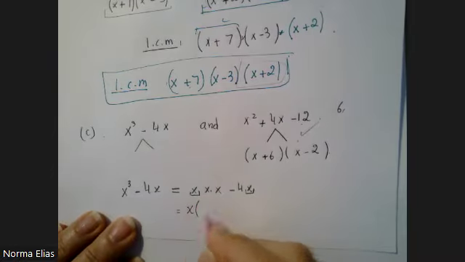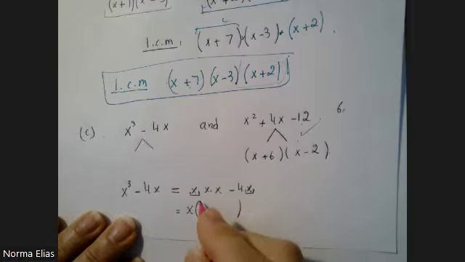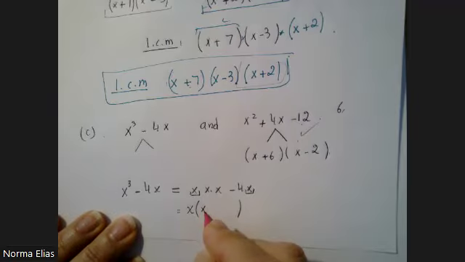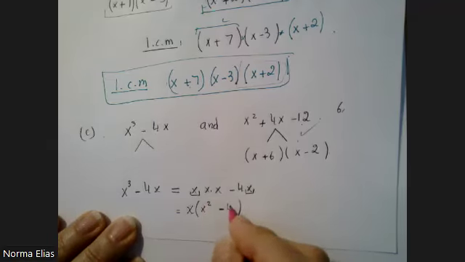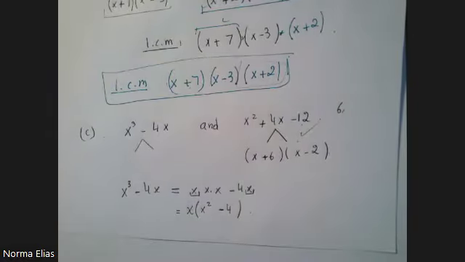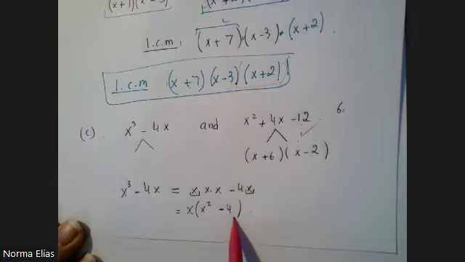If I do that, what will I be left with? X times x, x squared. I don't know if you wrote it correctly. I have a hunch you're right, but the writing is not correct. I stop here. Does this make sense? I factored the x, I got x squared minus 4.